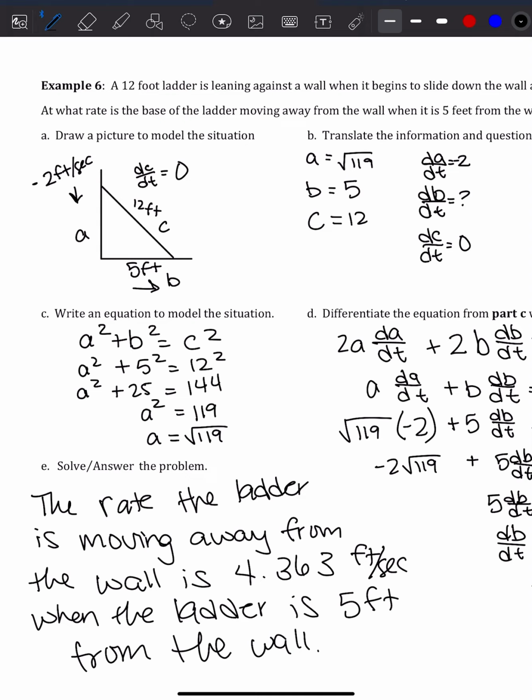So we're going to look at another one in just a second. Related rates is just about looking at what you have, what you need, and what it relates to.